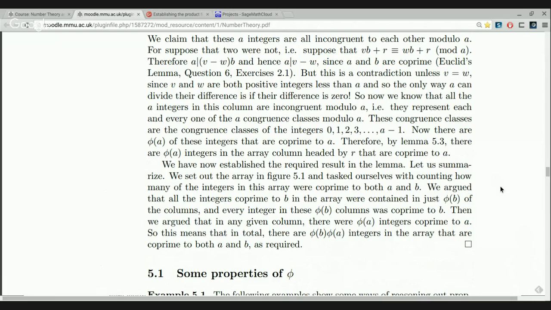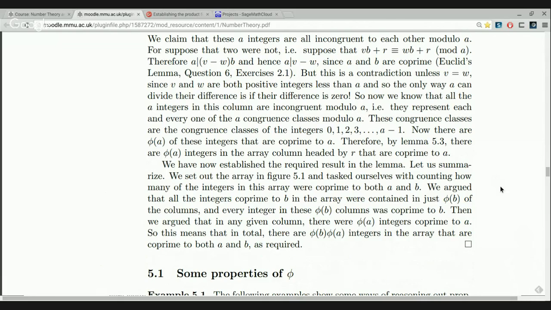So how many of the things in the picture are co-prime to A and B? Well, you count phi of B columns, and within each of those columns, phi of A of them are co-prime to A also. So that gives you the product answer: phi of B times phi of A. Phi of B columns, and within each of those columns only phi of A of them are also co-prime to A. So the answer in total is phi of B multiplied by phi of A. So that establishes the proof of that.